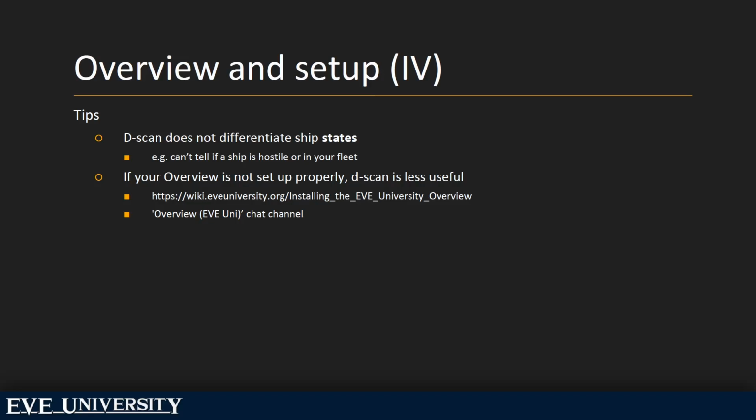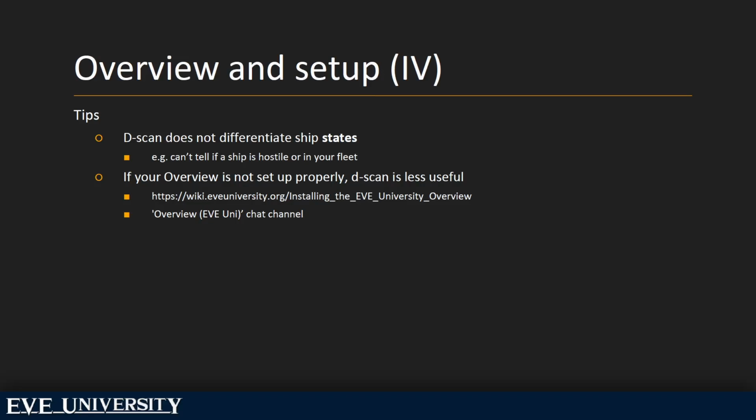And D-scan will also show you ships that are unpiloted, so you can eject from your ship and it will just stay in space, which is quite common under POSes. People often leave some space junk under the POS force field, and the D-scan will also show these unmanned ships, and you will not be able to differentiate between a manned ship or an unmanned ship.